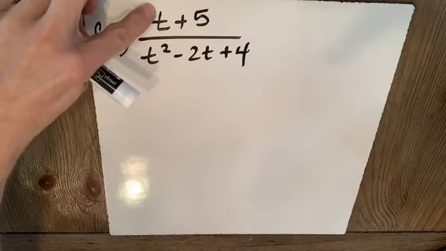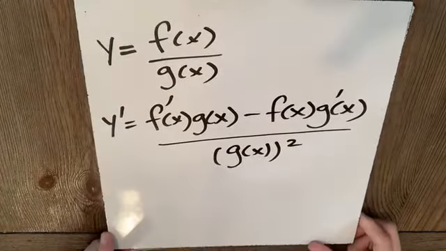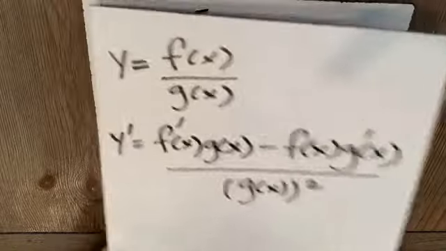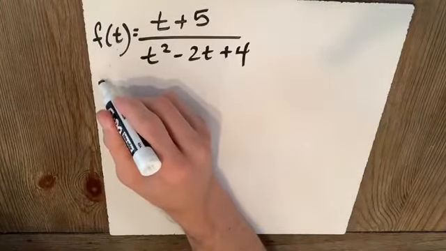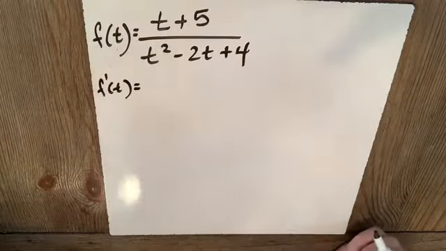I can still consider the numerator f of x and the denominator g of x to use our quotient rule, where the derivative is f dash of x g of x minus f of x g dash of x over the denominator g of x squared. So if I'm going to find this, I'll just call this f dash of t. I'm using the same rule even though my terminology is a little different.